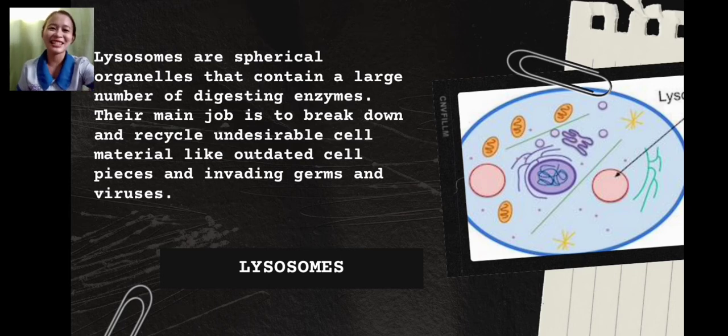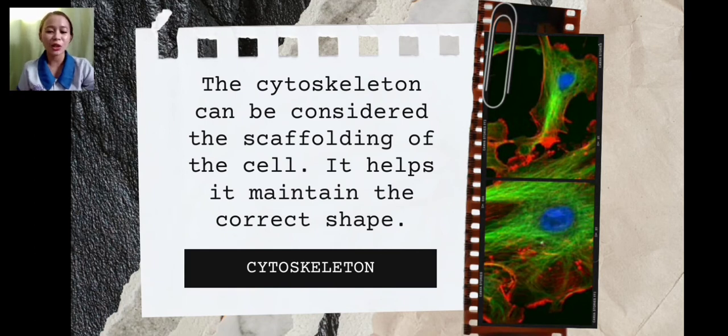So, the next one is the cytoskeleton. It can be considered the scaffolding of the cell. It helps the cell to maintain its correct shape. But unlike ordinary scaffolding, the cytoskeleton is flexible. It is involved in cell division and cell motility, the capacity of some cells to move, such as sperm cells. It also aids cell signaling by assisting in the uptake of materials from the outside of the cell, which is endocytosis, and the movement of the materials within the cell. So that's the cytoskeleton.